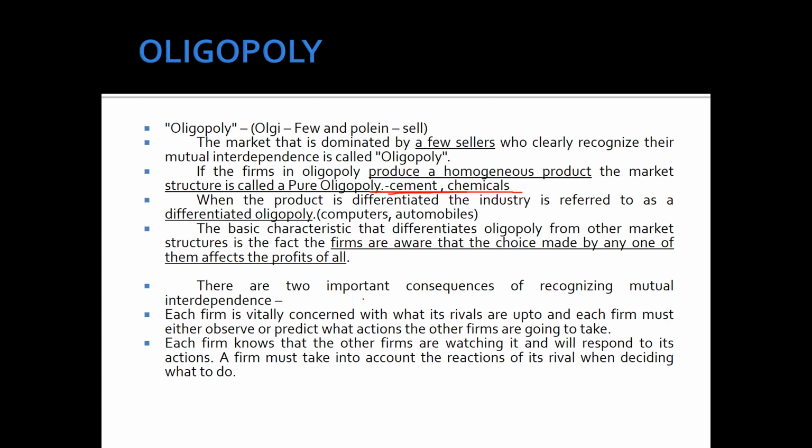But when the product is differentiated, the industry is referred to as a differentiated oligopoly, like computers, automobiles. Suppose somebody would like to purchase a four-wheeler car. How many options are available in the market? A person can choose one car out of these options.